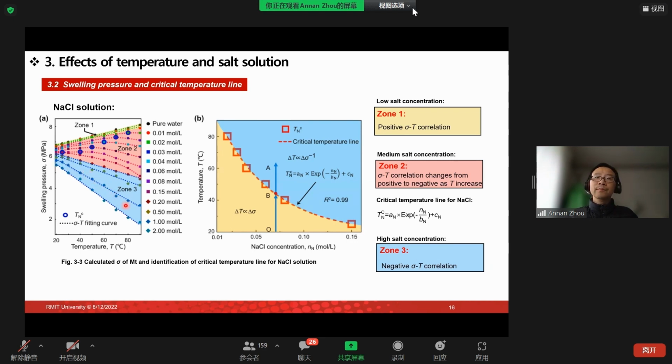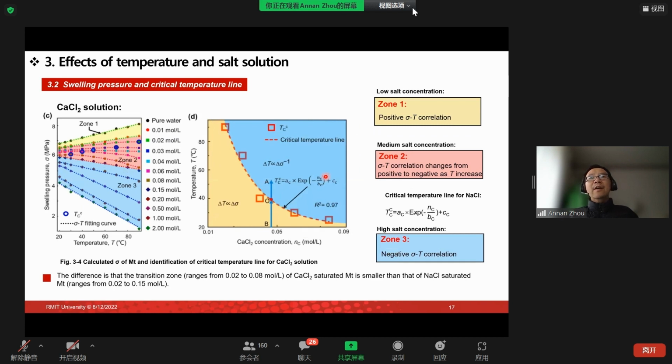In the transition zone, zone 2, we can have a critical temperature line by connecting all the turning points at each salt concentration value. In the area below this critical temperature line, the yellow region, the Montmorillonite shows heating strengthening behavior. In the area above the critical temperature line, the Montmorillonite shows heating weakening behavior.